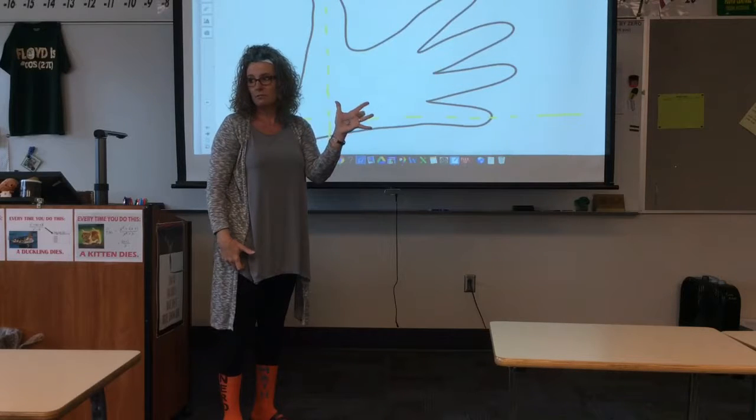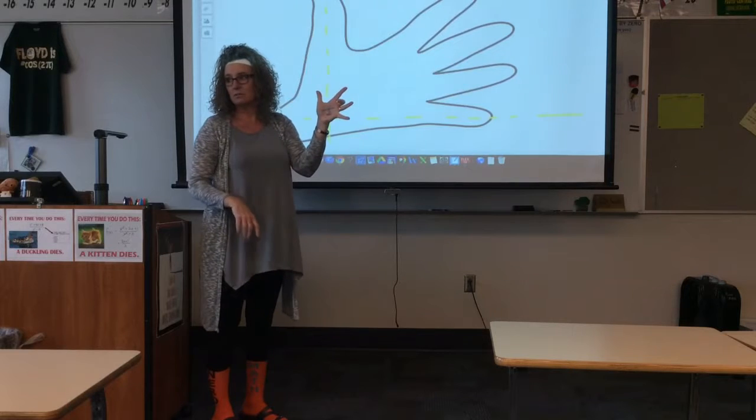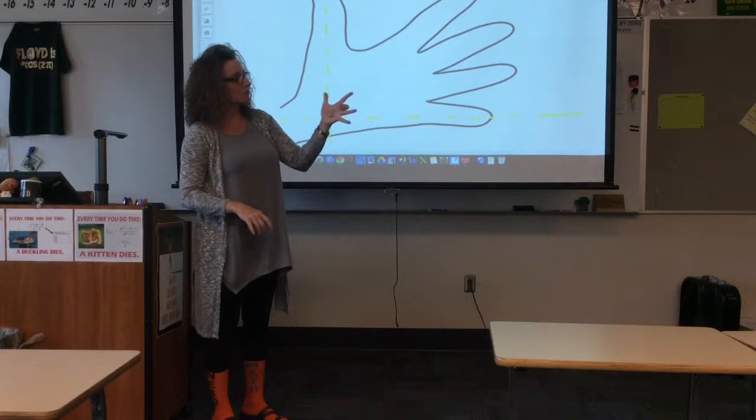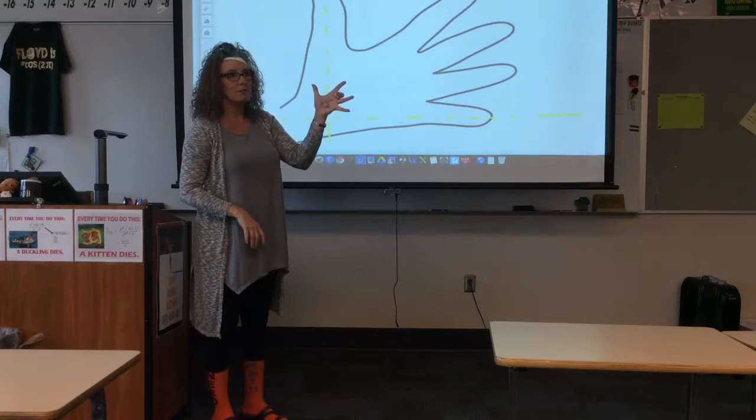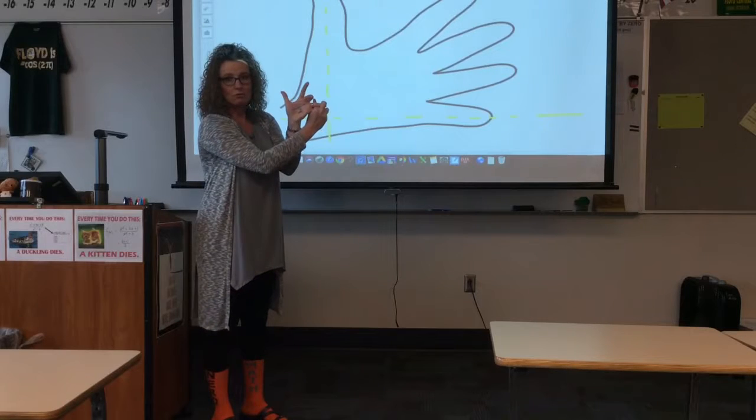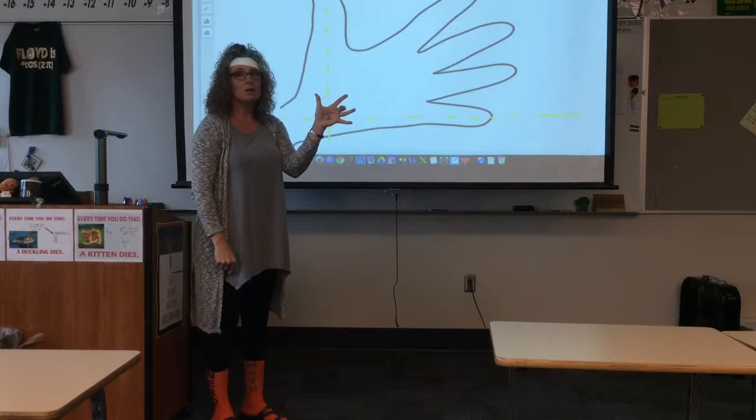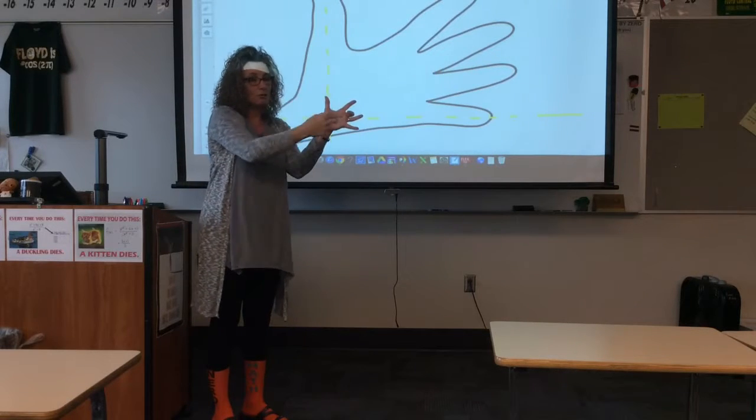Let's do 45. See 2 fingers below, 2 fingers above? Okay, sine is below, cosine is above. So ready? 45-degree angle, sine of 45. Radical 2 over 2. Cosine of 45. Radical 2 over 2.